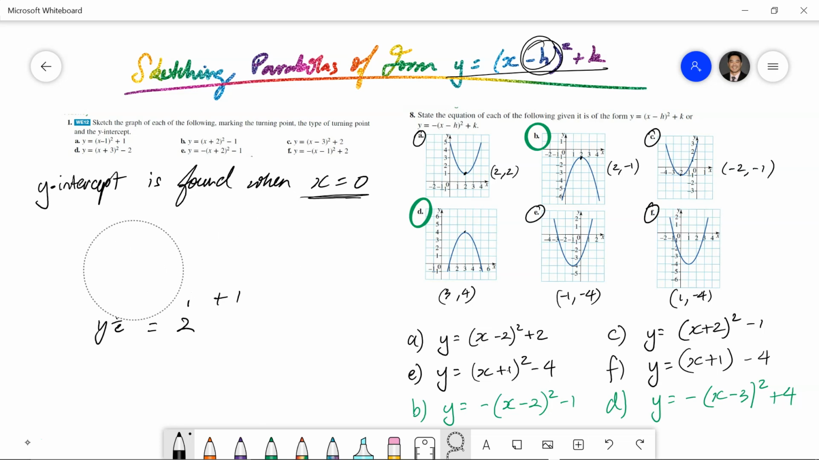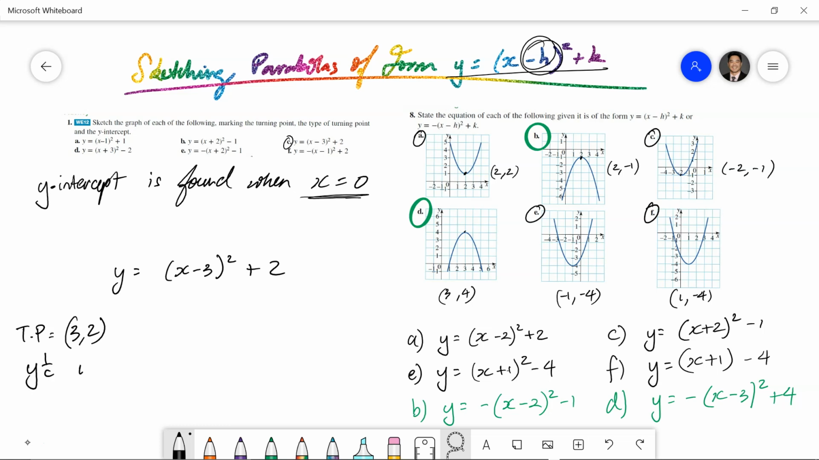And if we applied the same rule with a different equation, let's try C. So y is equal to x minus 3 all squared plus 2. Our turning point, as we just said before, is 3 and 2. Our y-intercept, okay, is found when x equals 0. So 0 minus 3 all squared plus 2. 3 minus 3 squared is 9, plus 2 is equal to 11. So our y-intercept is actually 11 in this case.